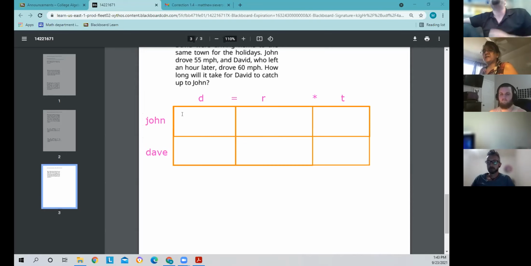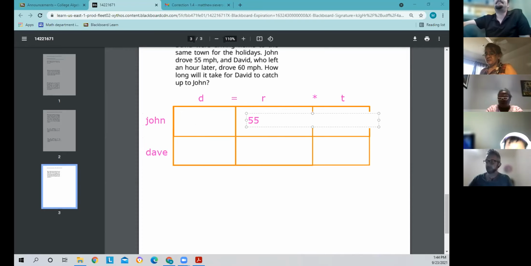Do we know the distance that John drove? I don't think we know it yet. It should be the same as David if they're catching up, right? We don't know this yet. Does it say the rate that John drove? Yes, the rate is the same. Yeah, 55 miles an hour. All right, so John drove 55.